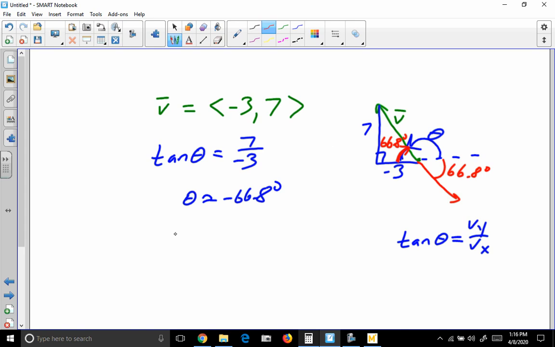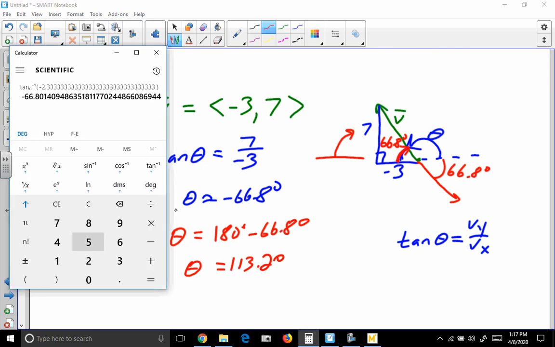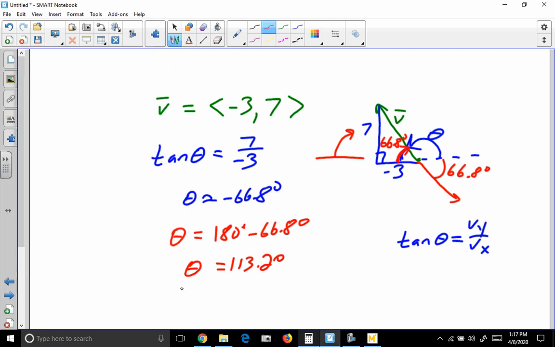So if we want to find theta, this horizontal direction here is 180. From 180, we're going backwards 66.8 degrees. So theta is 113.2 degrees. 180 minus 66.8. So that's the direction we're pointing.